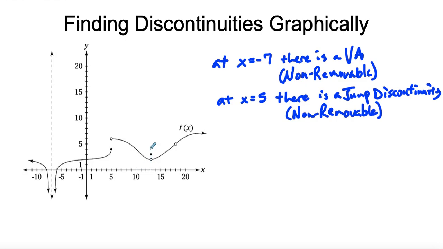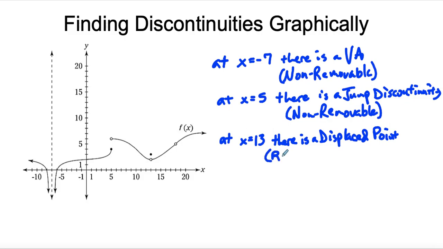So if I look over here at x equals 13, I have what looks to be like a hole, but when you have a displaced point, well, that's what it's called. It's a displaced point, but you have another y value just momentarily at that x value. So when that happens, instead of a hole in the graph, at x equals 13, there is a displaced point. Displaced meaning it's out of place, right? So there's a displaced point, and that is actually removable.